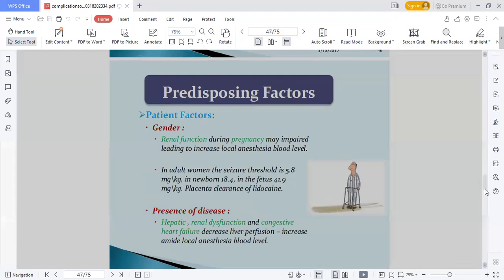Coming to gender, renal function during pregnancy may be impaired, leading to an increased local anesthetic blood level. In adult women, the seizure threshold is 5.8 milligram per kg. In a newborn it is 18.4, and in the fetus it is 41.9 milligram per kg. Placental clearance of the lignocaine. Presence of disease like hepatic or renal dysfunction and congestive cardiac failure decreases the liver perfusion and increases the amide local anesthetic blood level.